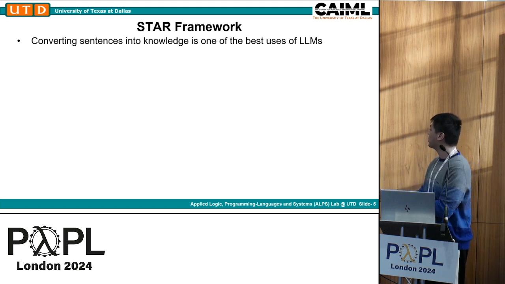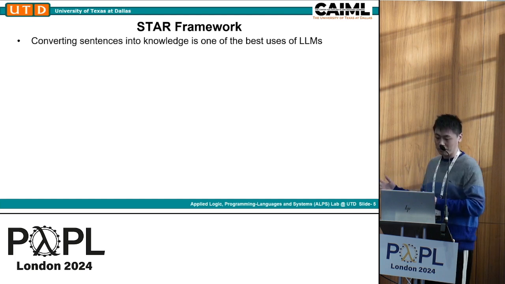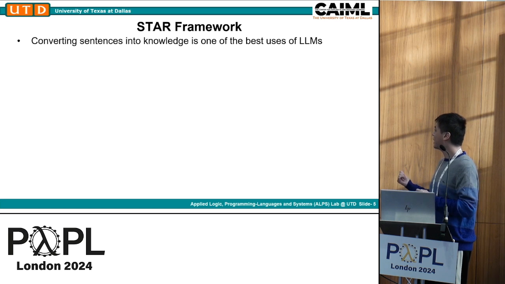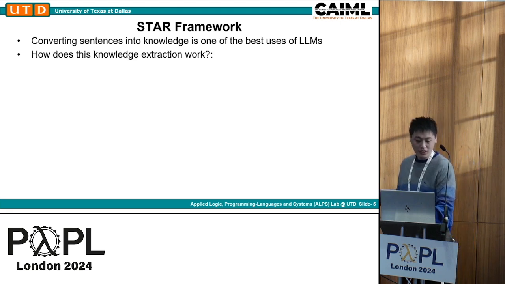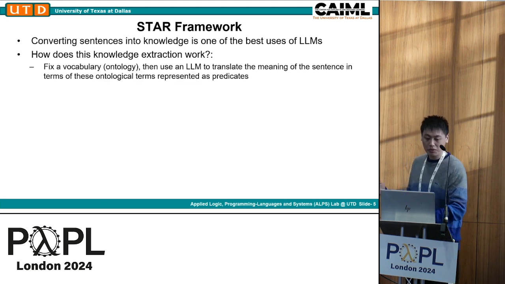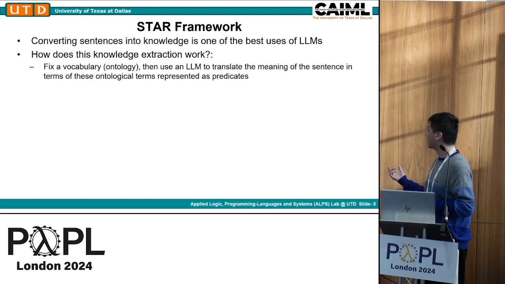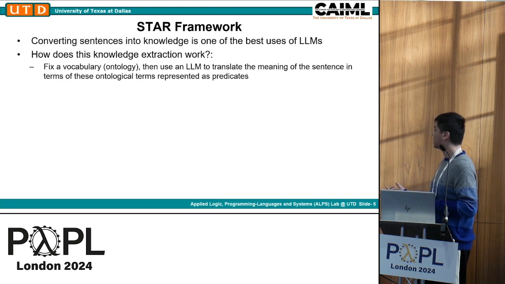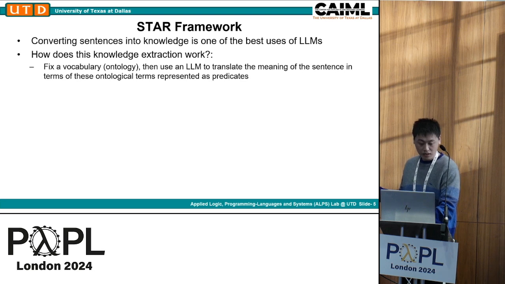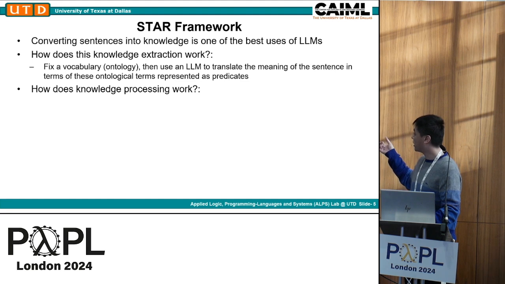Our group has been exploring for a long time to find a way to convert sentences into knowledge, and finally we found that the best way is to use large language models as a parser. So maybe we can say that large language models are good language parsers. So how does this knowledge extraction work? We give the large language model a fixed vocabulary, which is the ontology we designed, and then we use the large language model to translate the meaning of the sentence, in terms of these ontology terms, into predicates. I will give an example later, but now let's discuss how the knowledge processing works.